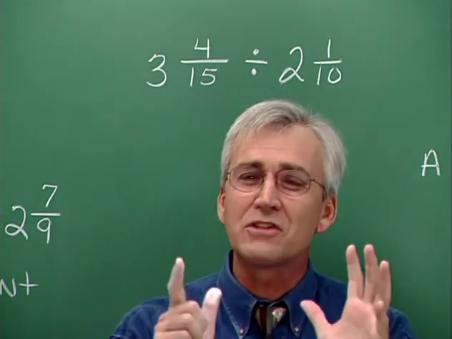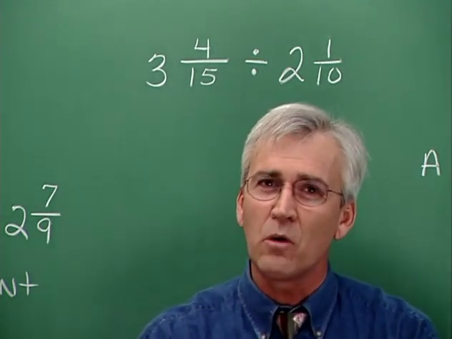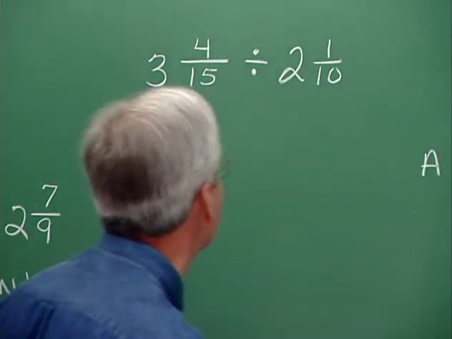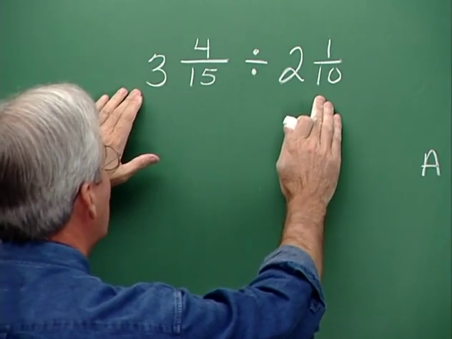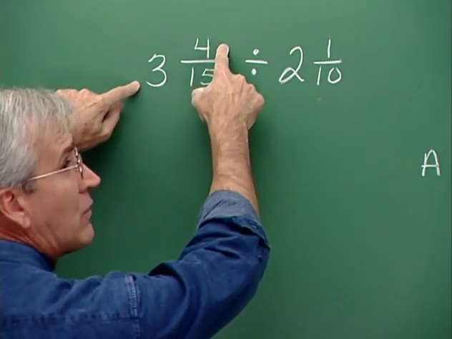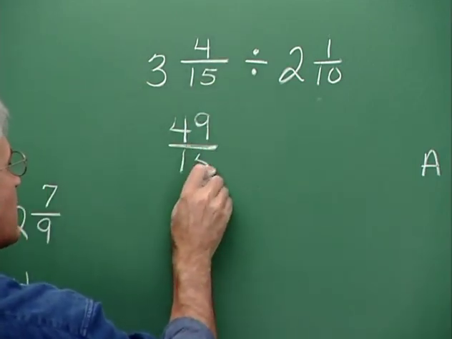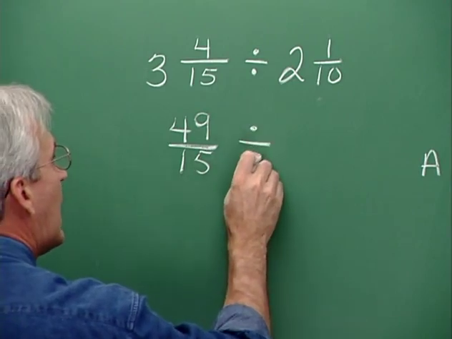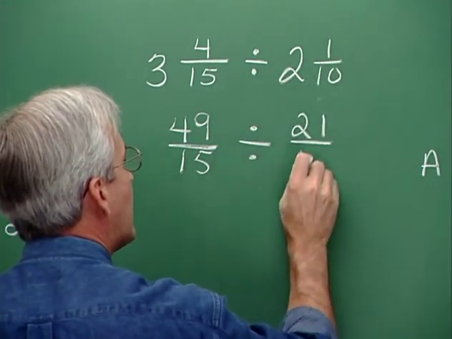No! We're going to separate them. We have to write 2 different steps, because if we don't, we're going to make mistakes, I promise you. So we want to rewrite as improper fractions first. 15 times 3 is 45. 45 plus 4 is 49. So here we have 49/15 divided by 10 times 2, 20, plus 1, 21/10.